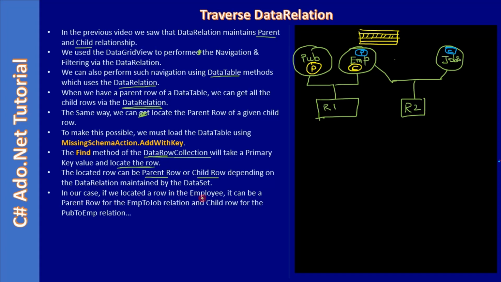In our case, if we located a row in employee, it can be a parent row for emp to job relation, and child row for the pub to emp relation. For pub to emp, it is the child, and for emp to job, sorry, emp to job is R2 here, and the pub to emp is R1, right? So it depends on which relation the row is participating. Of course, here using the data table find method, you will be locating a row, and based on the relation, the record can be treated as a parent or child.